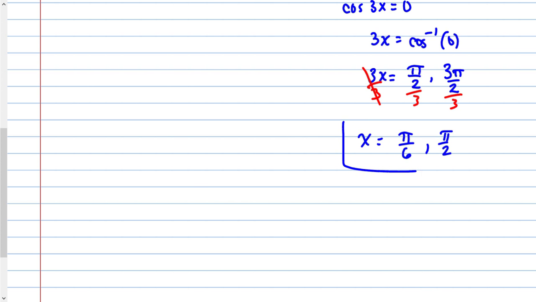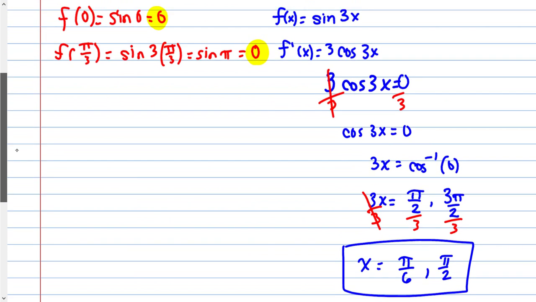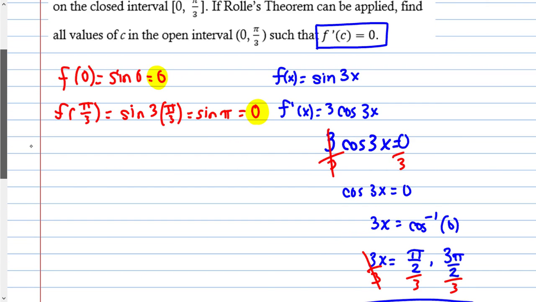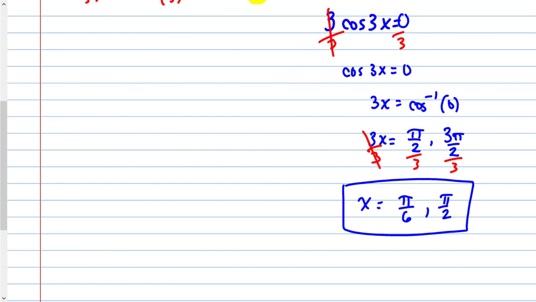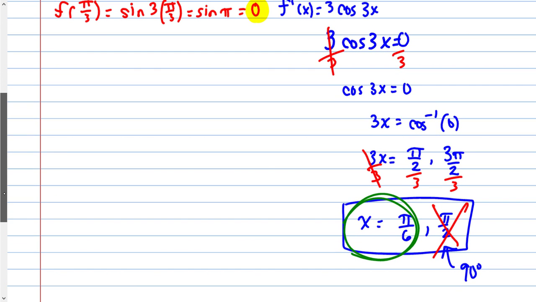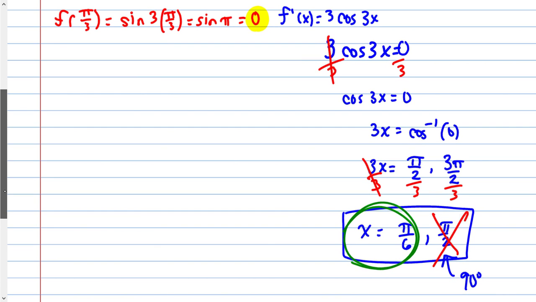So here are my values. Now, are they within my interval? So let's see. The interval was from 0 to pi over 3. Okay. So pi over 3 is 60 degrees, and pi over 2 is 90 degrees. So, this is no good. So this is my answer. The derivative, or rather the slope, is 0 at pi over 6.